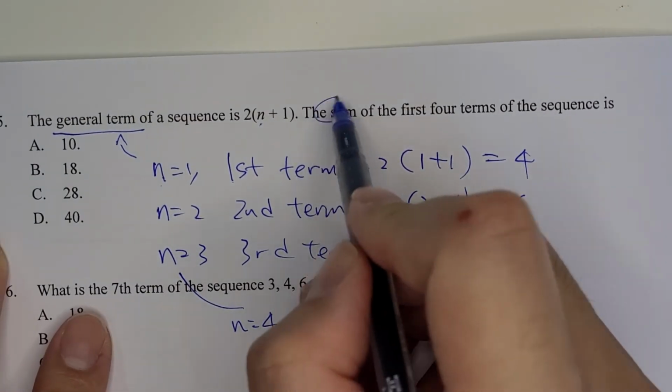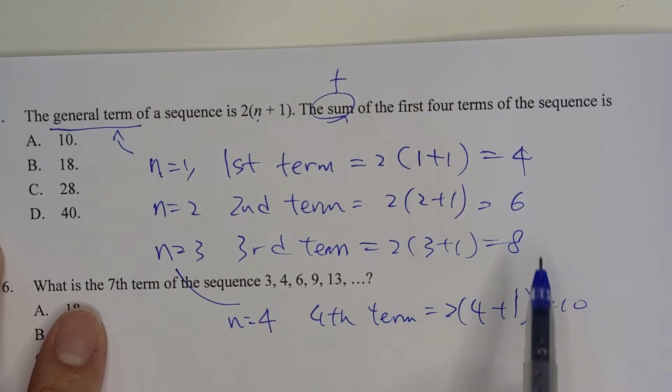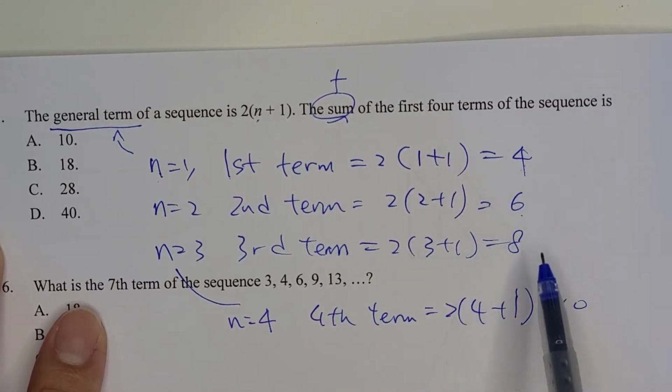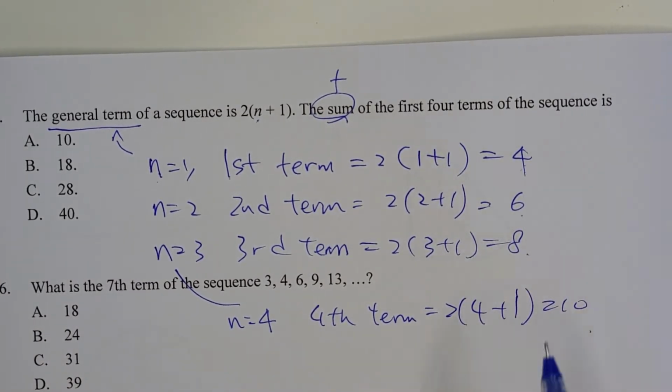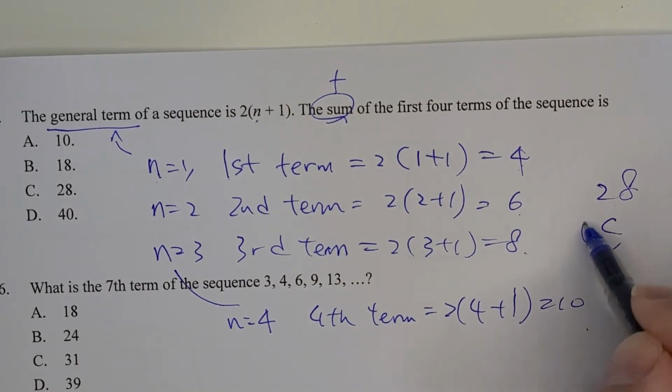The sum, that means you need to add them up, of the first 4 terms. Term 1, or the first term, the second term, the third term, and the fourth term. You add all these together, then you will get that is 28. So the answer is C.